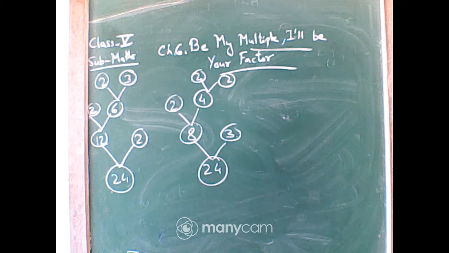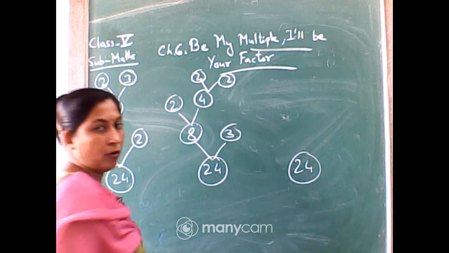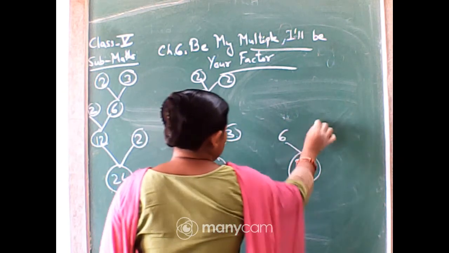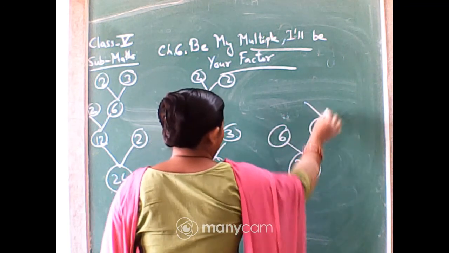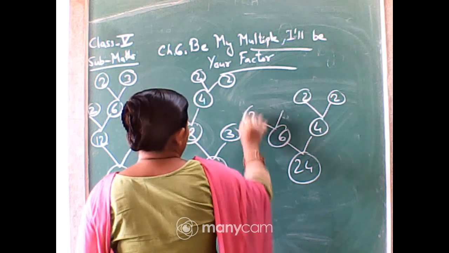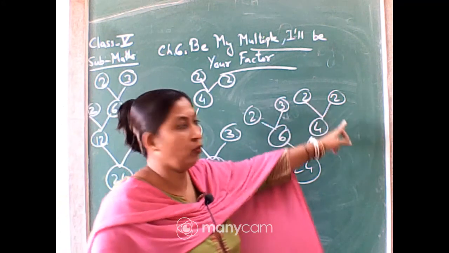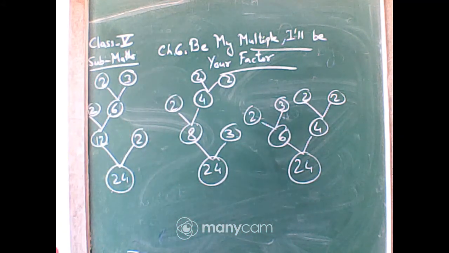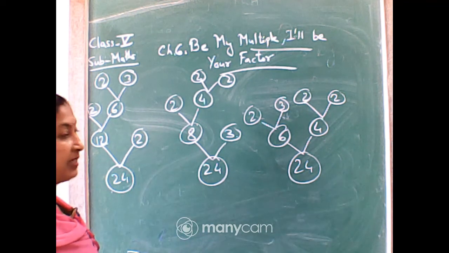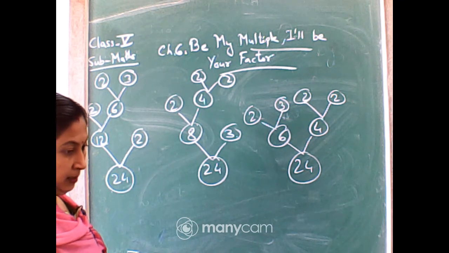Now one more will be 6 into 4. 6 into 4. So 6, 4. Now this 4 will be 2 into 2, and this 6 will be 2 into 3. So here also we are getting 2 into 3 into 2 into 2. So these are the three different types of factor tree, but the number is the same, 24. The number is the same, 24, okay, and it is three types of factor tree. Clear to you?